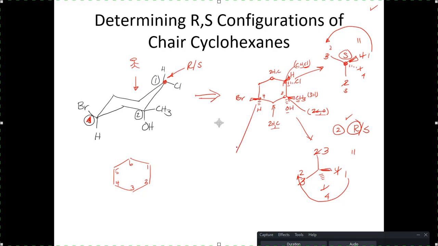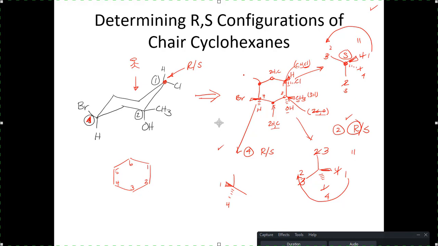Okay, third one, let's go ahead and do carbon number 4. What is carbon number 4? Is it R or is it S? So when the video stops, go ahead and answer that question. Okay, we're going to write that in, again, the same orientation. Bromine, hydrogen, carbon, carbon: bromine is number 1, hydrogen is number 4.